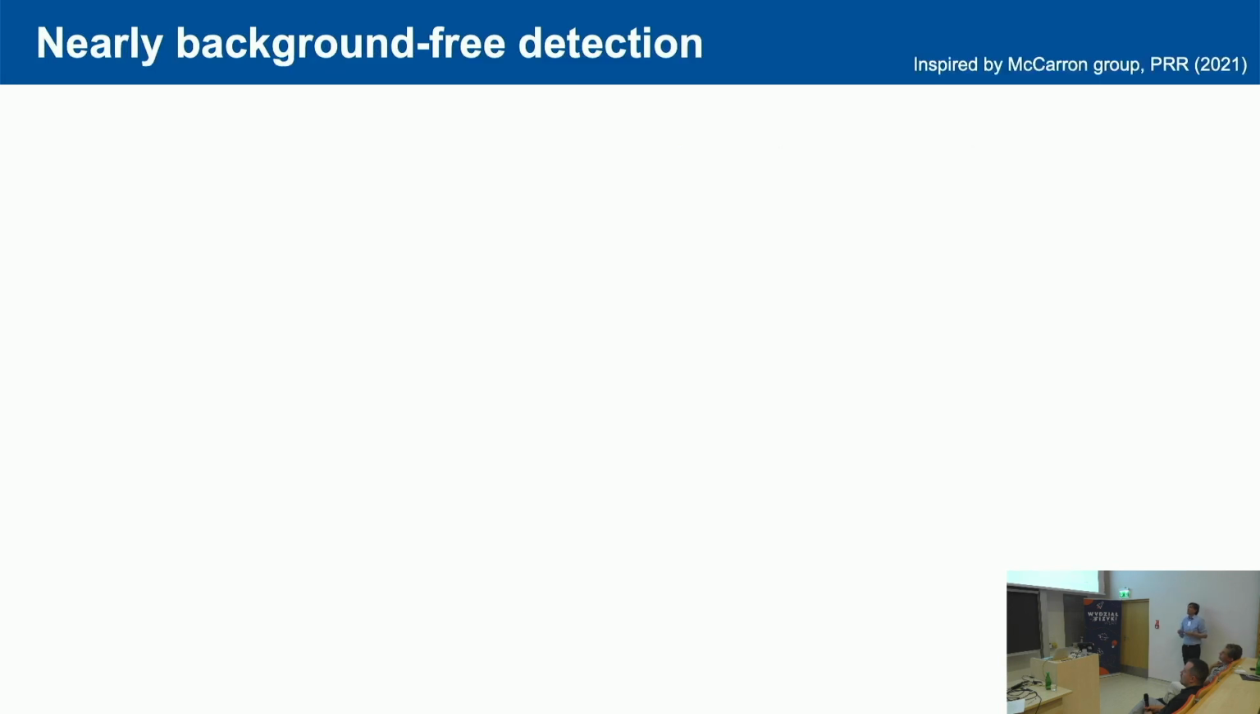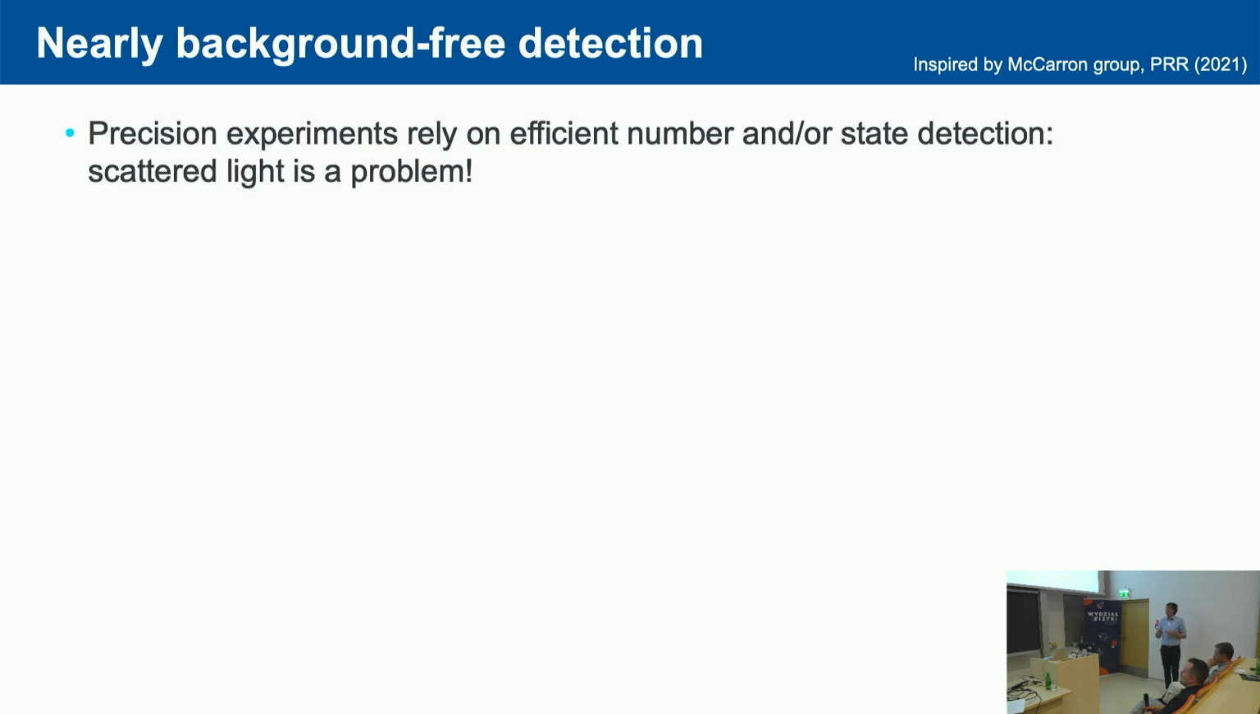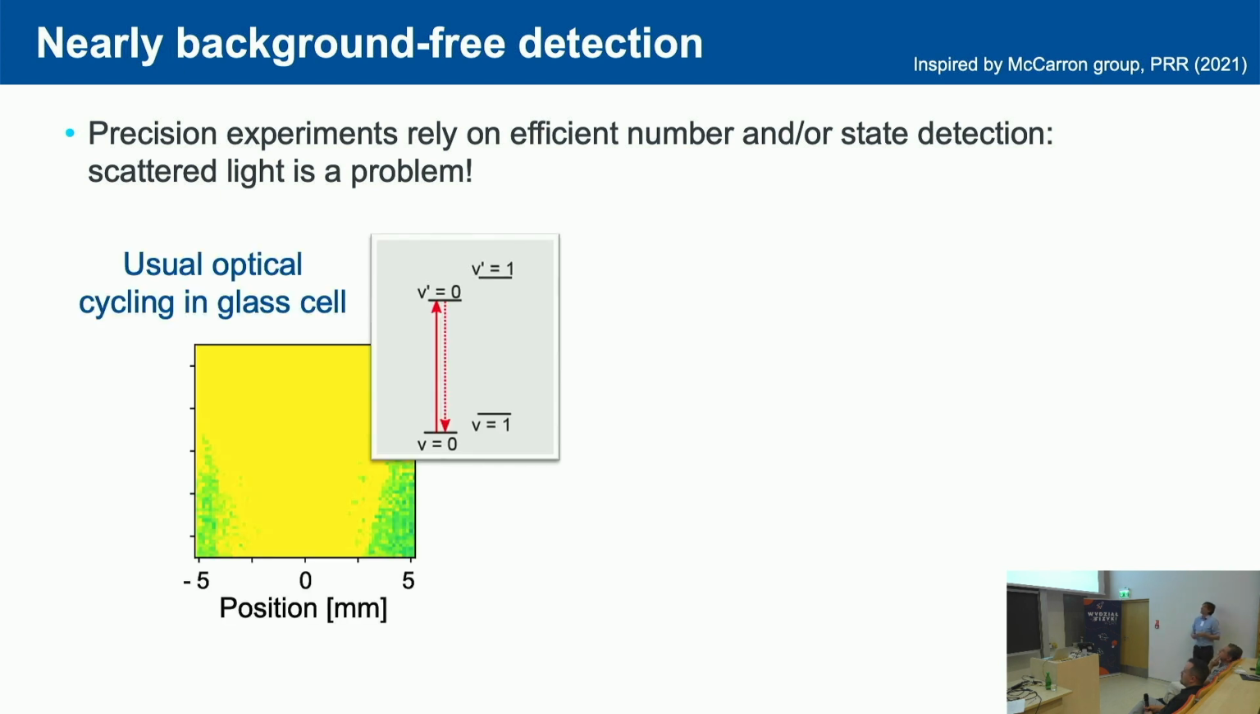Now, another thing that we can use this for is a nearly background-free detection of our molecules. Precision experiments obviously rely on counting molecules in the end. And so scattered light is always a problem. So if we put our molecular beam into a glass cell and do the normal optical cycling here, we don't see anything. The camera is completely saturated.